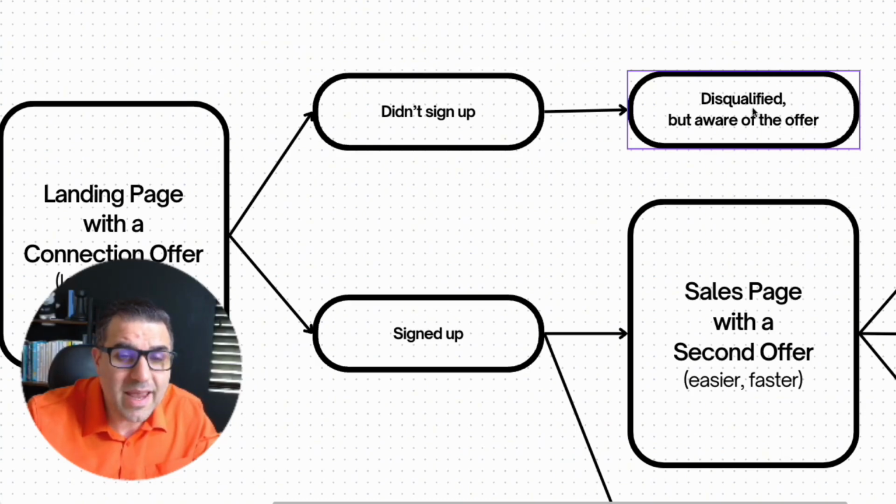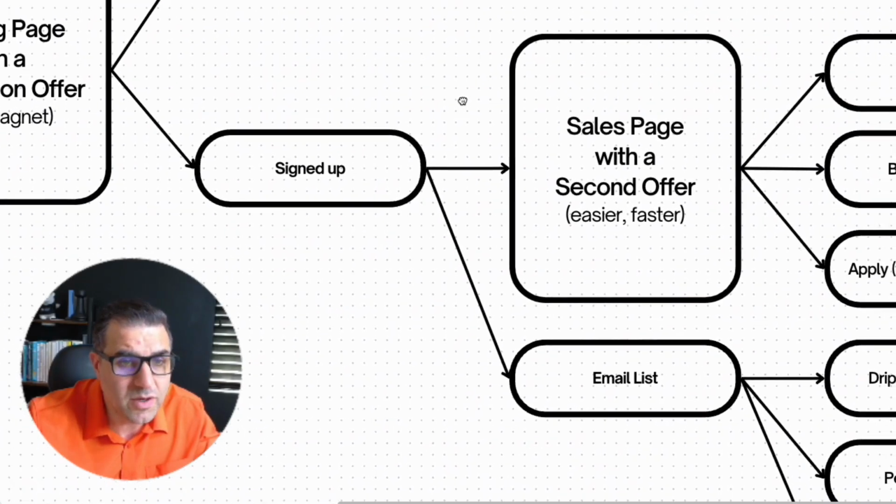But then they became aware of the offer. They know that Joe is a coach. So what this does is that they became aware, but they are not part of our customers. Now, if they signed up and downloaded the offer, they will be redirected automatically to a sales page with a second offer. The rule of thumb for the second offer is that it's easier and faster to get the dream outcome, whatever that dream outcome they want.